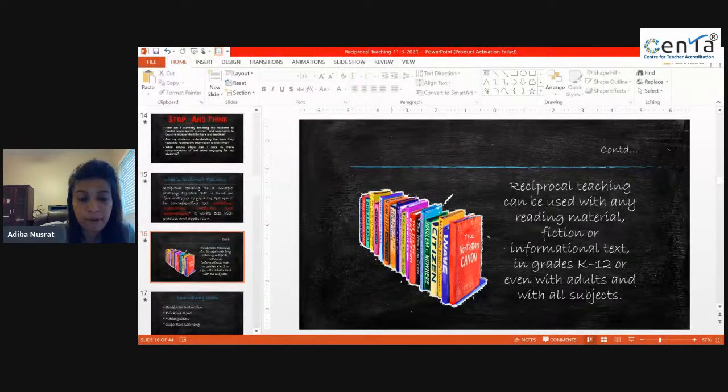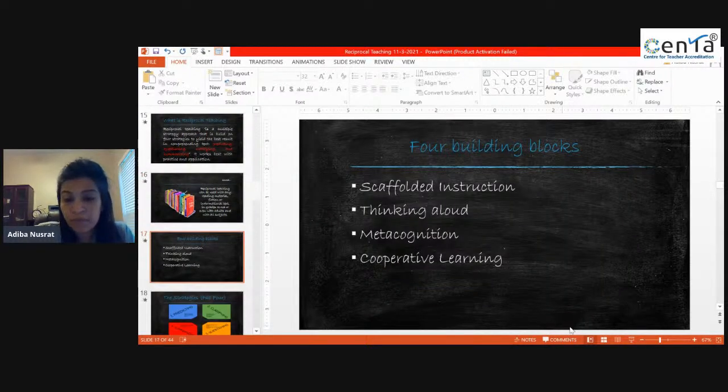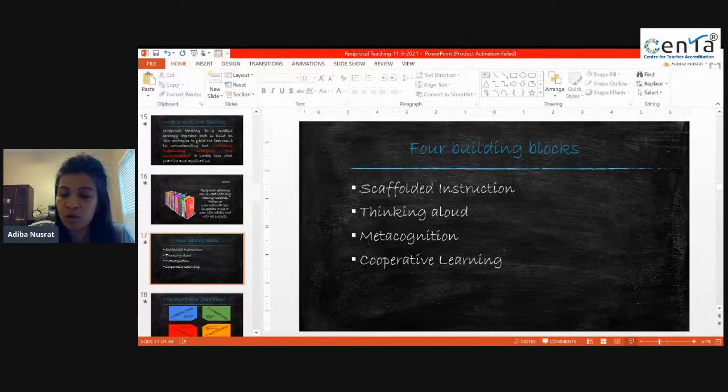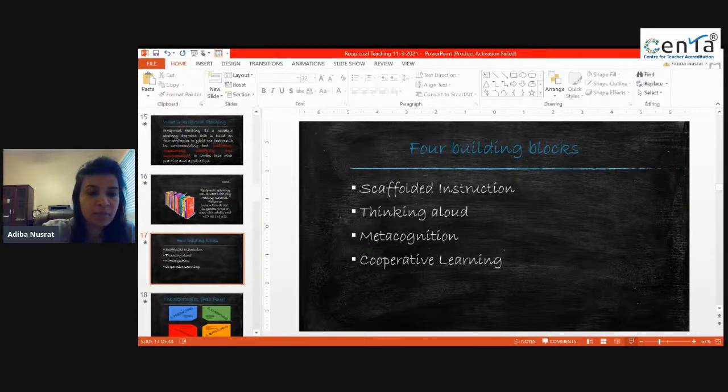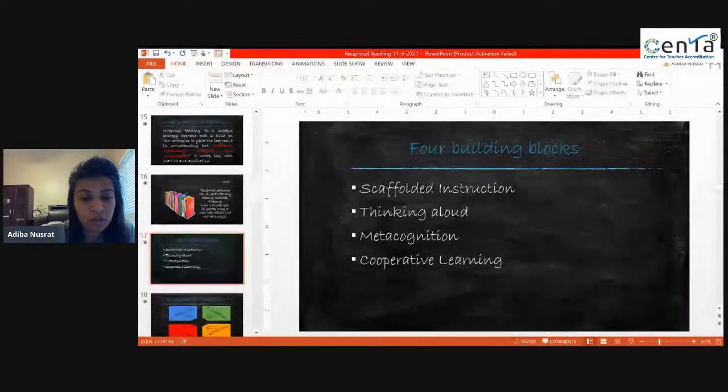Now, before we move on, what is important for us to know are the four building blocks on which reciprocal teaching is founded, the four building blocks that lay its foundation.